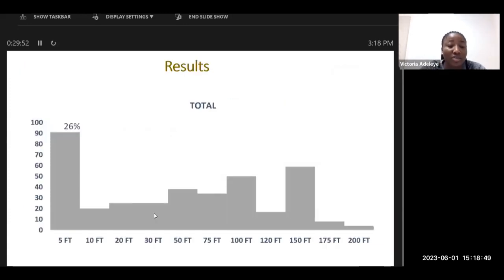So just a short summary of the results I've gotten from the study. I was able to capture more adults at the 5 feet distance compared to the rest of the distances, but at least at 200 feet, I was still able to get some adults that were trapped on the pheromone trap.